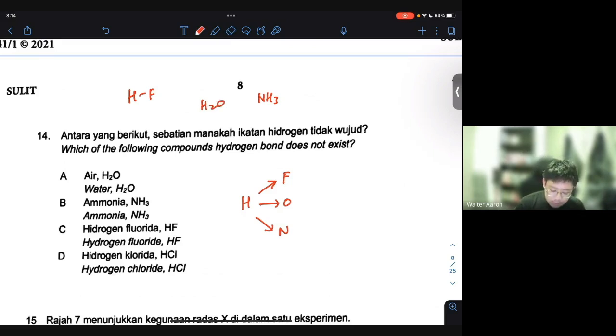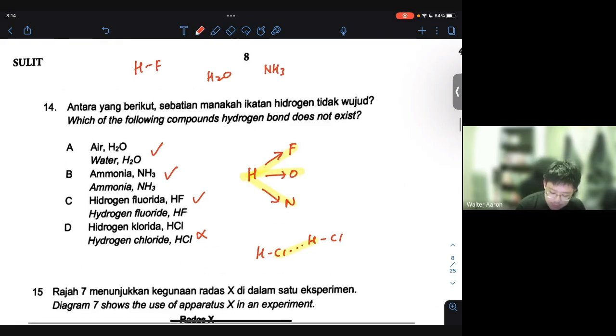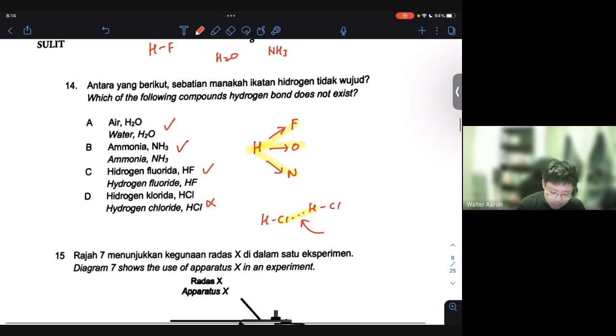Okay, so among all of this, I already mentioned all three. This one can form hydrogen bond. So therefore, this one cannot. Now, why is that cannot? Because if you see HCl with another HCl, this one over here is not H to F, H to O, H to N. To form hydrogen bond, the adjacent molecule must have this combo. Then you'll be able to have it. But because this is not, we consider this as van der Waals forces. Okay, so that's the answer. Number 14 is supposed to be D, which does not have the hydrogen bond.